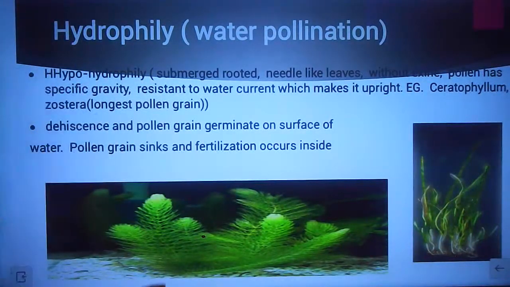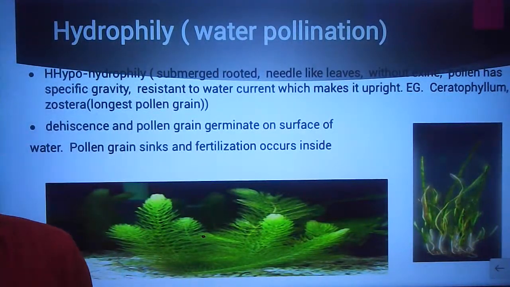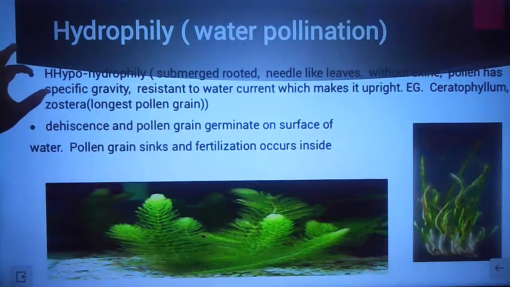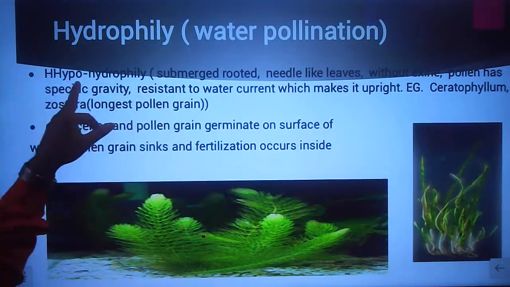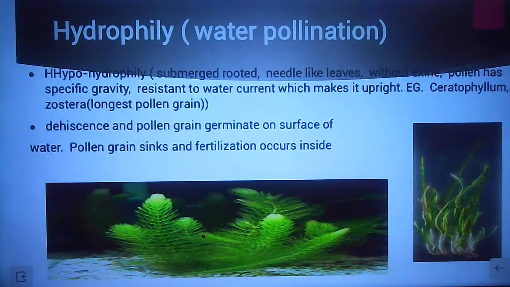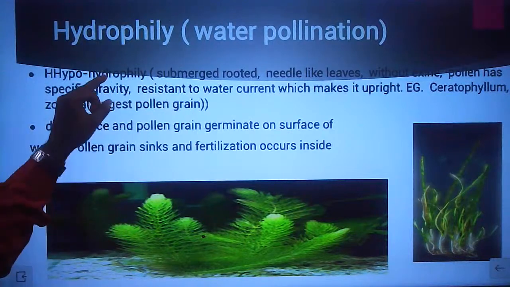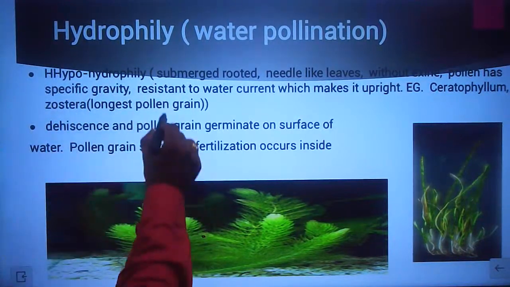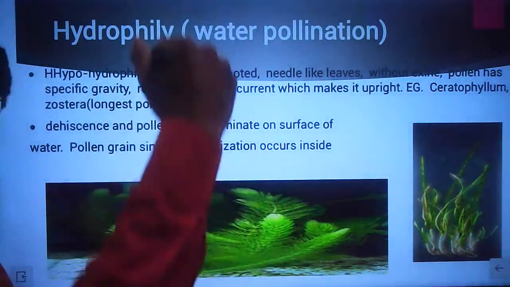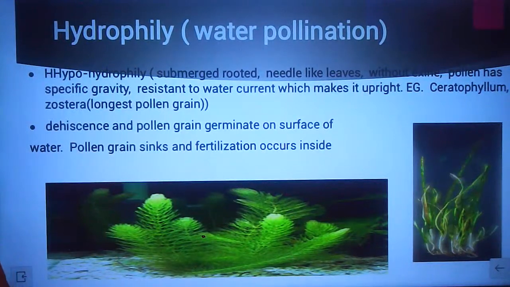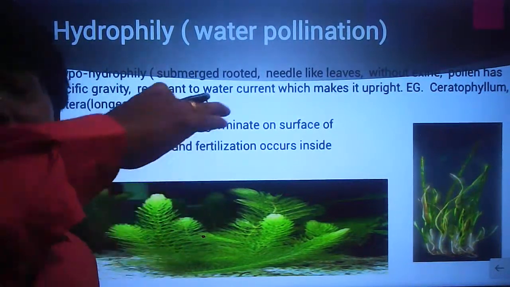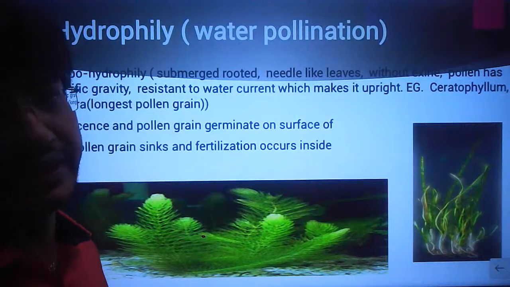Now come to hydrophily. The next part, hydrophily, is water pollination. In water pollination, the pollination takes place in water. There are two types of hydrophily: hypohydrophily and epihydrophily. First we discuss hypohydrophily. Hypo means submerged, rooted inside, where the pollination takes place. Epihydrophily means on the surface of the water, where the pollination generally takes place.